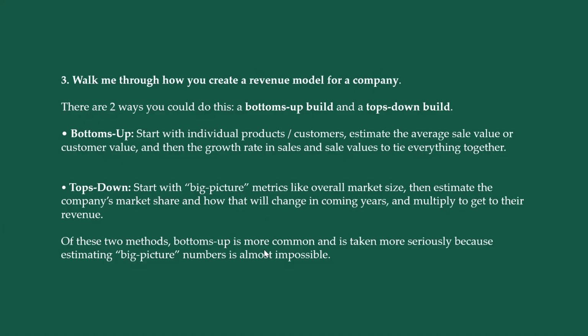Of these two methods, bottom up is more common, and it is taken more seriously because estimating big picture numbers is almost impossible. Big picture numbers, metric over market size. Market size is the market cap of all the companies which are in the same sector. And like I told you from the example of population, think about these things. I have given you a direction. You can think anything, but direction is important.